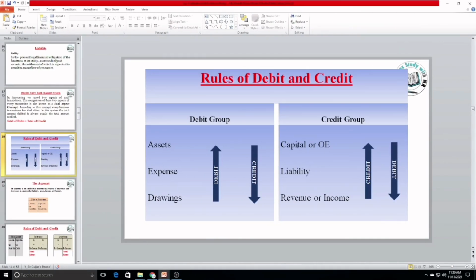In the same way, when a person invests in the business, let's suppose 1 lakh is invested, the capital of the business will be increased. When you purchase goods on credit, the liability of the business will be increased. When you pay to the creditors, the liability will be decreased. When you sell goods on credit, the revenue will be increased. And for example, when you are earning interest from investment, then your income or revenue will be increased in the form of interest received.